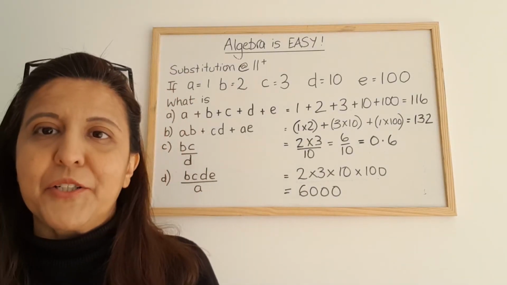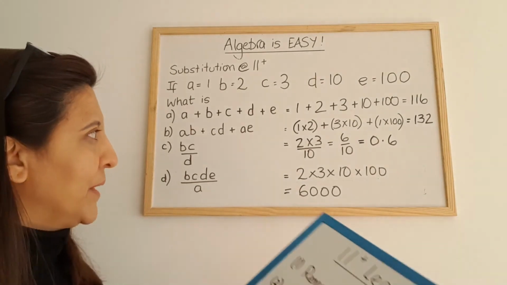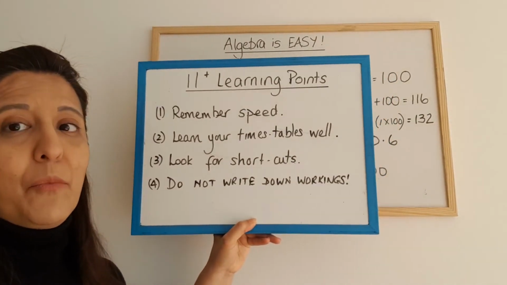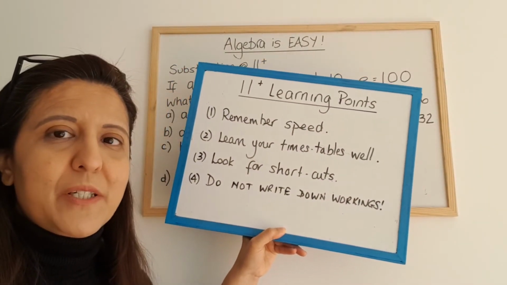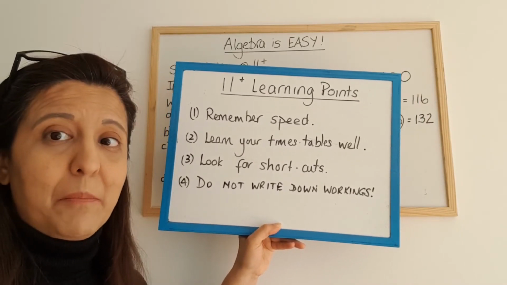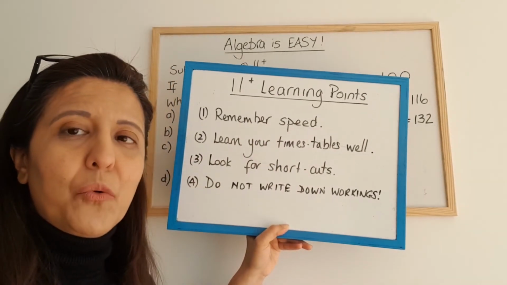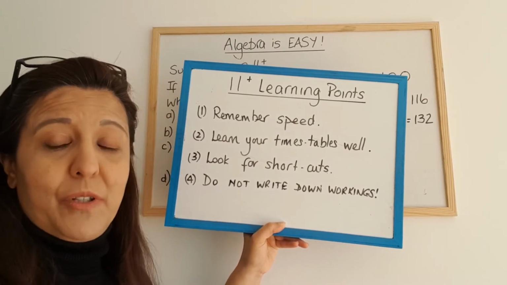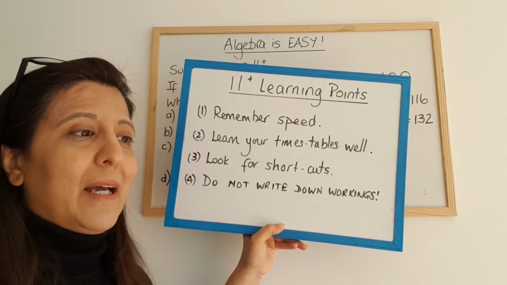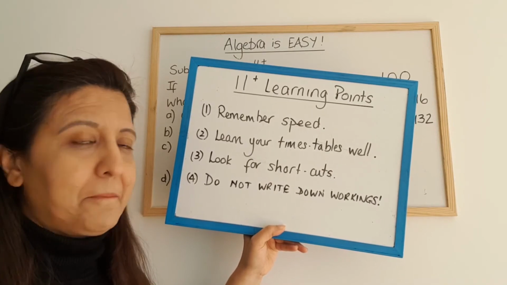The other thing I'm going to mention is a few learning points that we may or may not have picked up during the course of this video, which are quite important. I'm going to pop them there just so you can see them. The first thing, whenever you do a question at 11 plus, is always to think, well, what have I learned from this? What have I understood? How can I apply this going forward? And one of the learning points is to always remember speed. Always look at things that you can do to do things quicker, especially with maths, and make sure that you're thinking about it as you do the question. Do things as quickly as you possibly can.